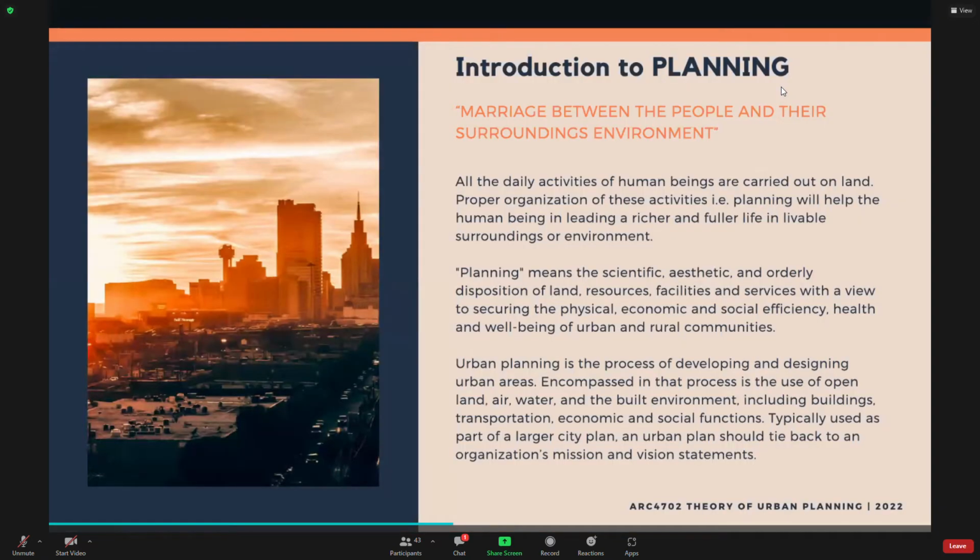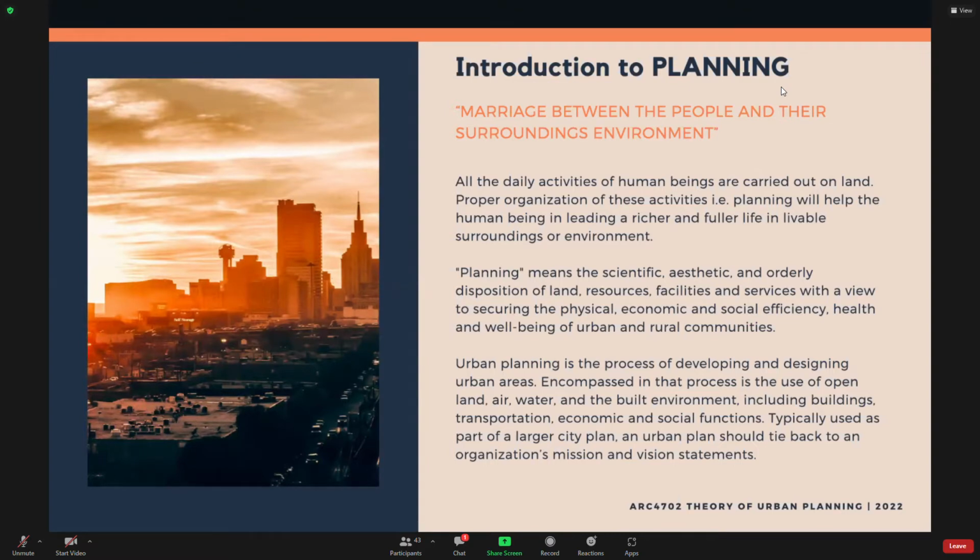Okay, so now we can move to introduction to planning. Those are the terms that we already discussed. So now, introduction to planning. What is planning? In Malay we call it perancangan. Urban planning, perancangan bandar. Rural planning, perancangan luar bandar. And then we have regional planning, perancangan wilayah.